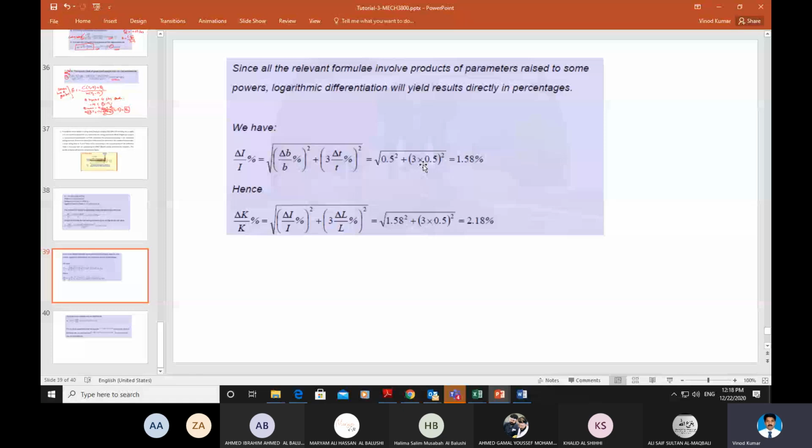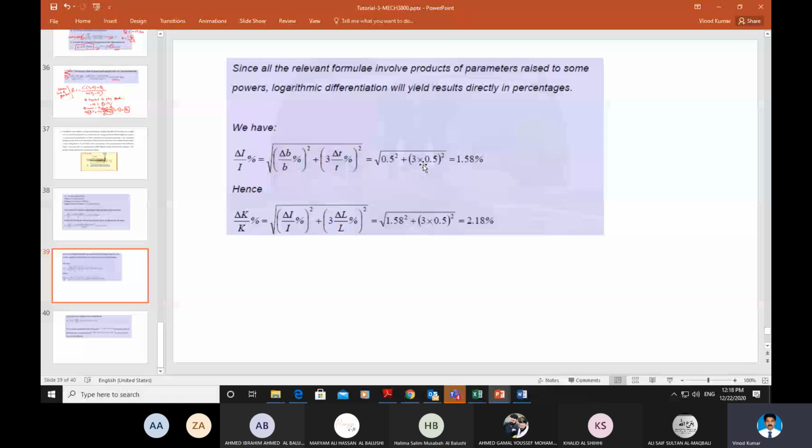So now you have delta I over I, and now you can find K. E is a constant, the modulus of elasticity, but L is not constant. There is an uncertainty of 0.5. So I we calculated, L we have. So delta K over K equals the square root of (delta I over I) the whole square plus 3 (delta L over L) the whole square.